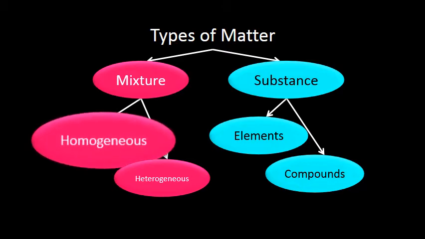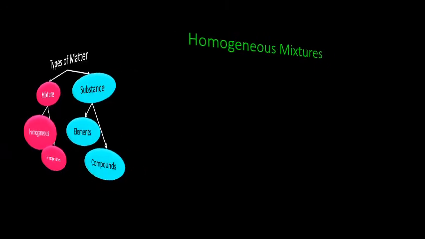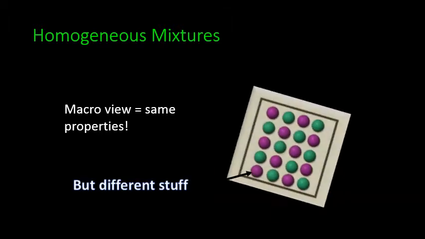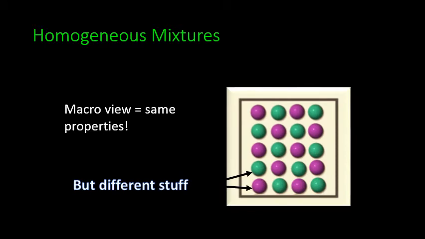So again, starting off with our mixtures, homogeneous mixtures. These guys look like they are the same all the way through. So if you look at red, yellow, green, blue, purple stuff, they look like they're the same. So from our big perspective, they're the same. But if you look at the atomic perspective, it contains different stuff.